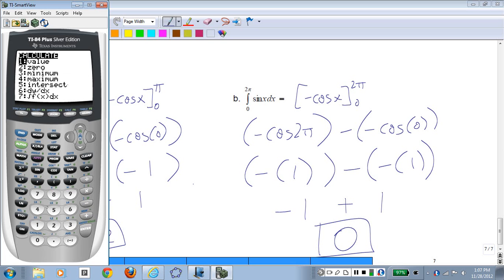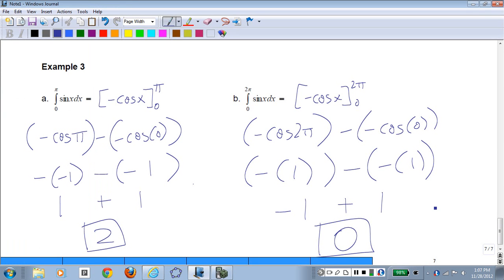Second calc 7, 0, 2 pi, and then 0. The net signed area is 0. Now, if we wanted total area, we could calculate the area above, we could calculate the area below, and we could add those areas together.